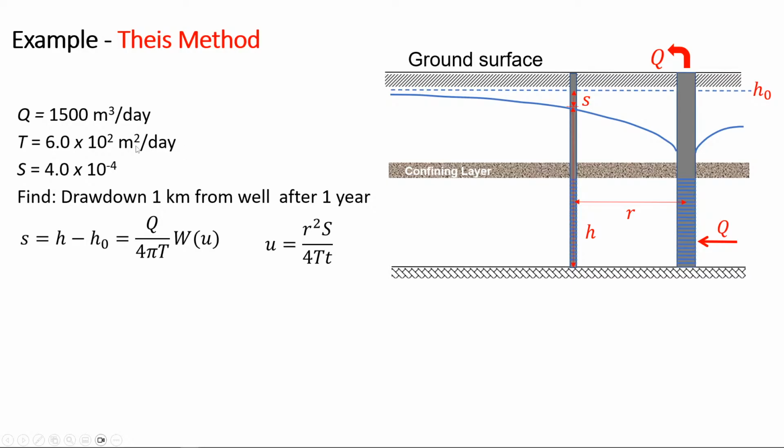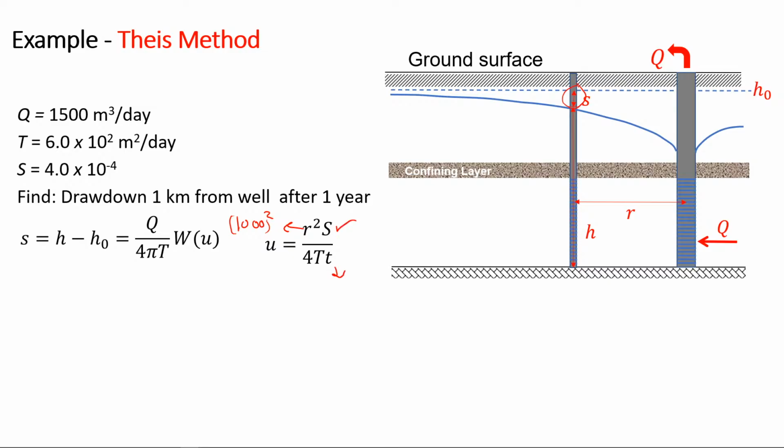Here is an example: Q is given, T is given, storage coefficient is given, and I'm telling you the drawdown 1 kilometer from the well after 1 year. So I have a pumping well here, and I want to see after 1 year and 1 kilometer, how much will be the drawdown. So how can I do this? Well, the first step is to calculate the R. So R here is 1,000. 1 kilometer is 1,000 meters, so this is R, 1,000 meters squared. S is given.